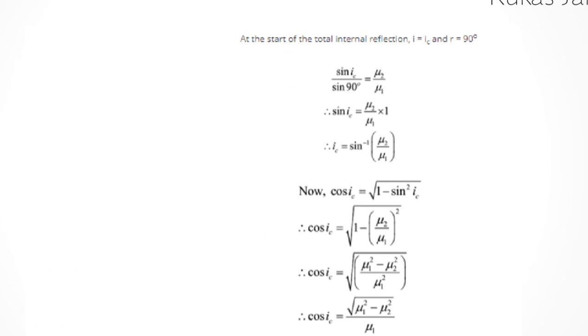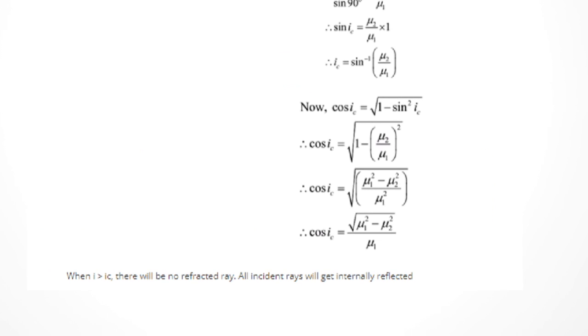Now, as we know, cos iC is equal to root of 1 minus sin square iC. Putting the value of sin iC from the above equation, we get cos iC is equal to root of 1 minus (mu2 upon mu1) whole square. Following simple mathematical steps, we get cos iC is equal to root of mu1 square minus mu2 square upon mu1. When i is greater than iC, there will be no refracted ray. All the incident rays will get internally reflected.